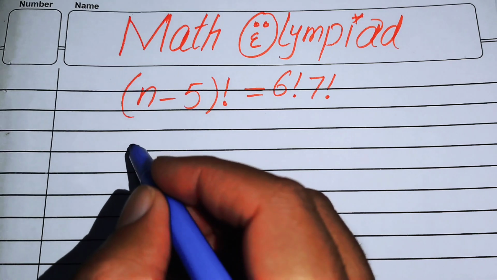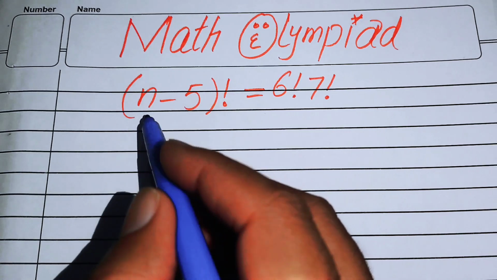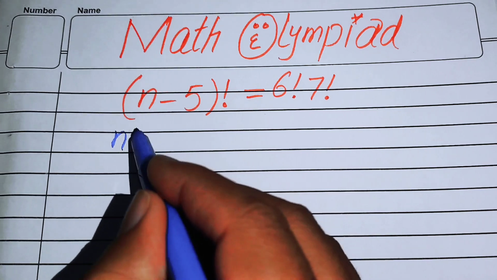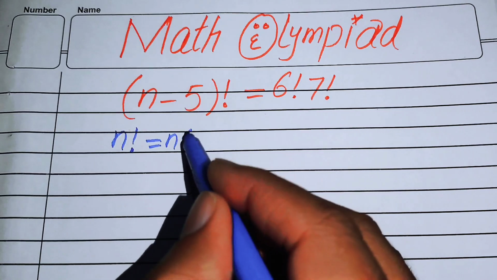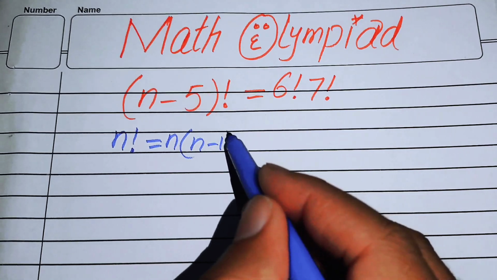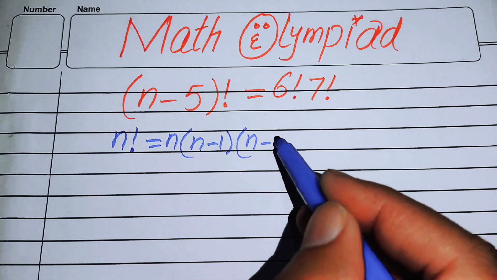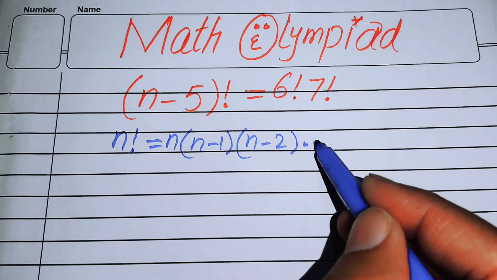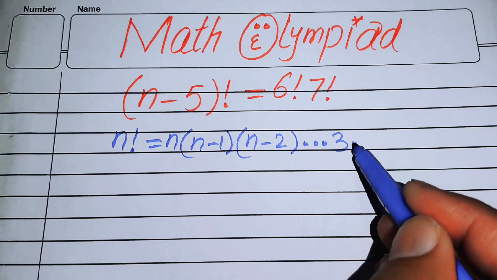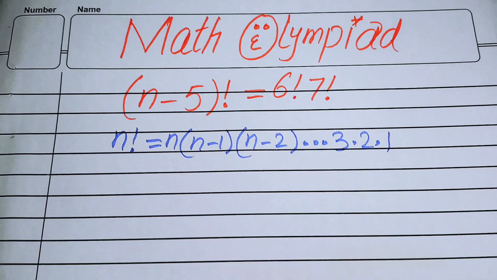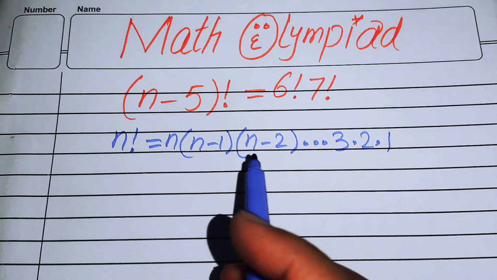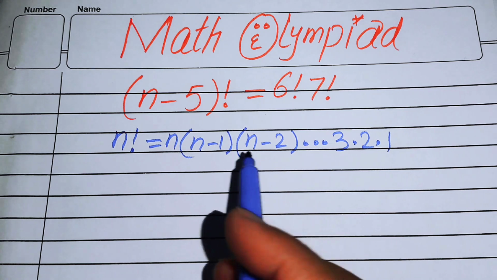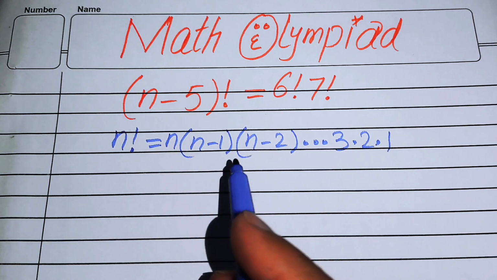So here I can write n factorial, and you know that n factorial equals n times (n minus 1) times (n minus 2), and so on, up to 3 times 2 times 1. So you can break this factorial at any term or any factor, at any value which you want.